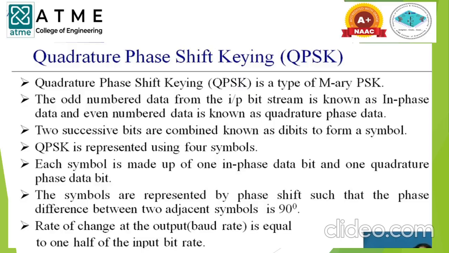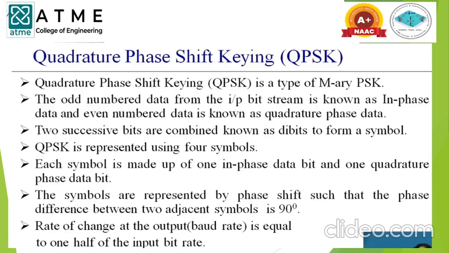QPSK is basically quadrature phase shift keying, a type of M-ary PSK. The odd numbered data from the input bit stream is known as in-phase data, and even numbered data is known as quadrature phase data. Two consecutive successive bits are combined, known as dibits, to form a symbol.